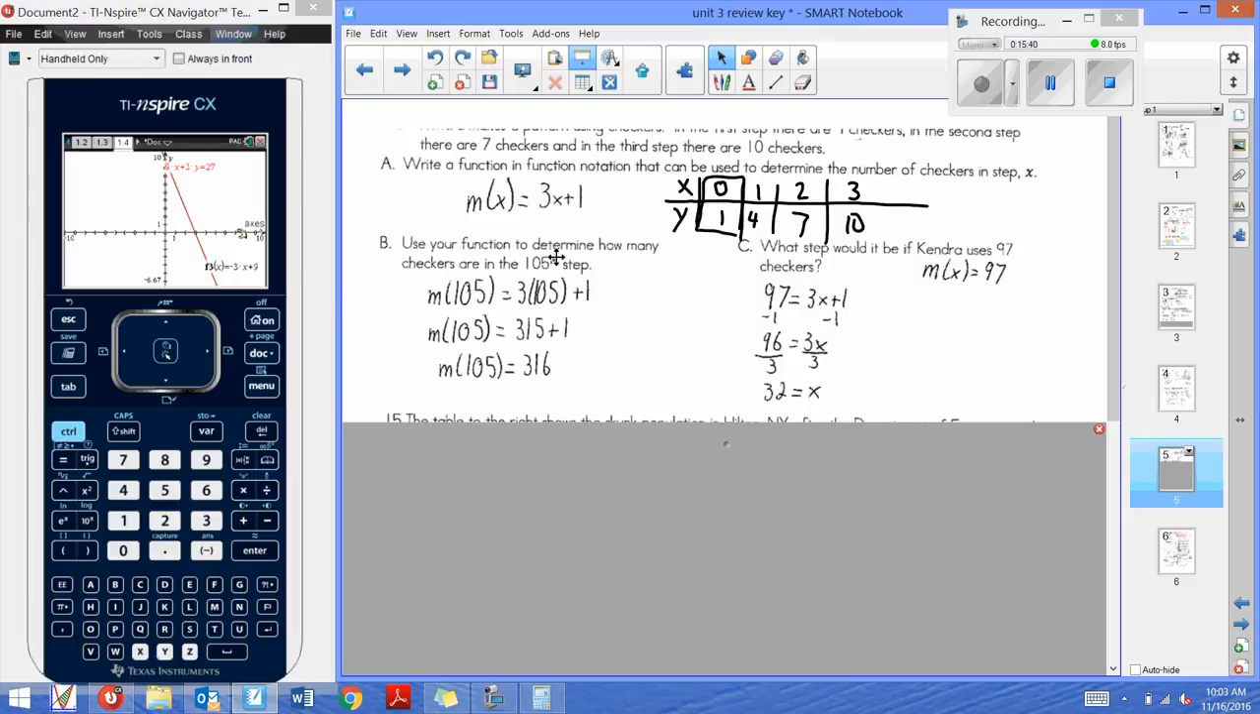Part B, if we want to find the 105th step, we put in 105 for x, since x is the number of steps, to find that there's 316 checkers. And C, this is working backwards. It said, what step would it be if Kendra uses 97 checkers? Well, that's our y, or in this case, our m of x. And then it's a simple two-step equation. Subtract 1 from both sides, divide by 3 to find out that it was step 32.